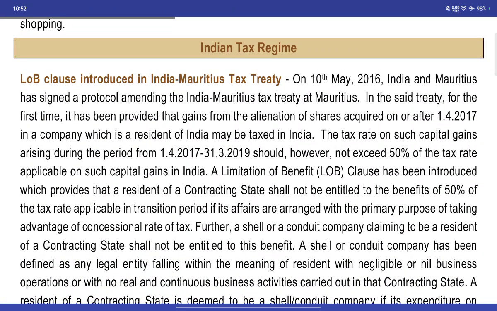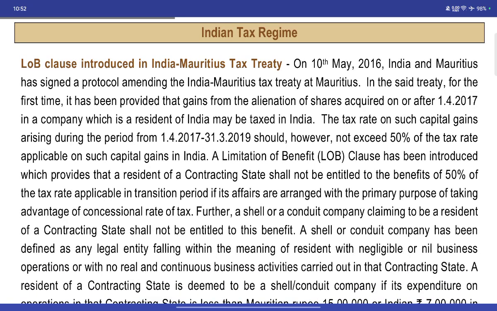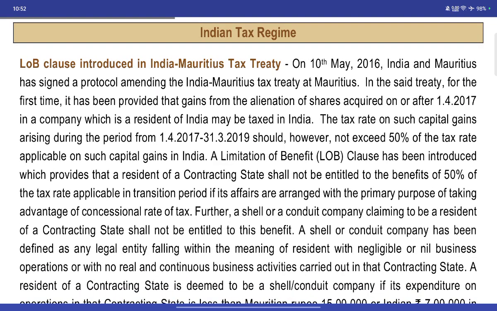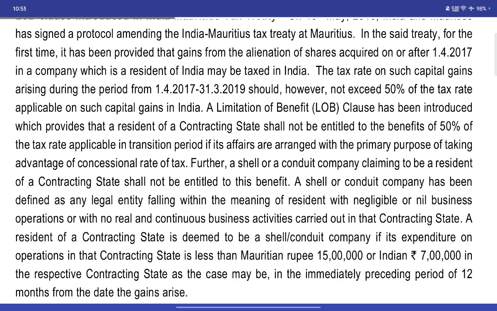Indian tax regime: the LOB clause introduced in the India-Mauritius tax treaty. On the 10th day of May 2016, India and Mauritius signed a protocol amending the India-Mauritius tax treaty. In this treaty, for the first time, it has been provided that gains from the alienation of shares acquired on or after 1st April 2017 in a company which is a resident of India may be taxed in India. The tax rate on such capital gains arising during the period from 1st April 2017 to 31st March 2019 would, however, not exceed 50% of the tax rate applicable to capital gains in India.